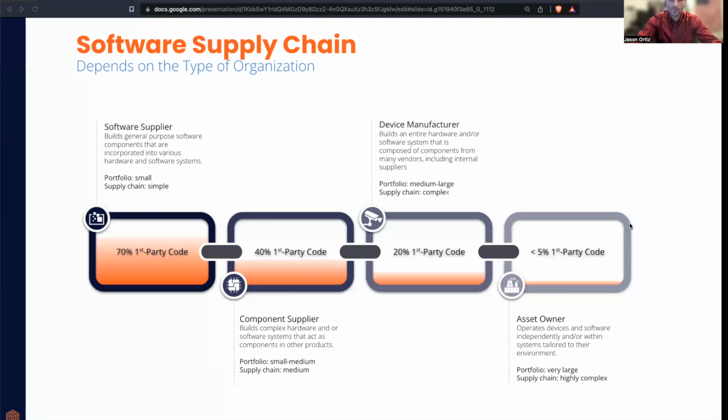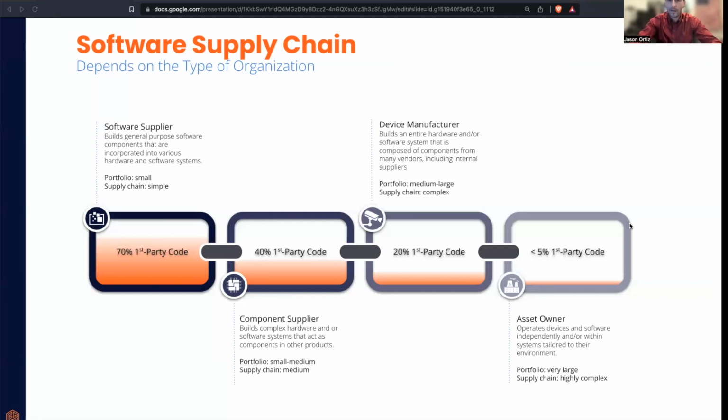And these are groups, organizations that build complex hardware or systems that act as entire components in other products. The component suppliers, we're looking at about 40% first-party code. So now we're already under half of all of the code in that product is created by the component supplier themselves. 60% came from open source, software supplier, that third-party part of the chain.